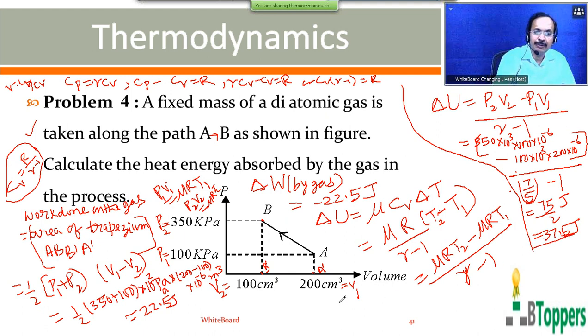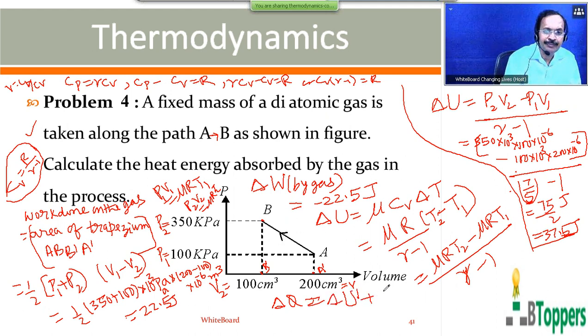Then apply the first law of thermodynamics. Heat energy delta Q absorbed by a system in any process is the change in internal energy of the system plus external work done by the system. So delta U is 37.5 joules. Work done by the gas will be negative, minus 22.5 joules. You can simplify this yourself.